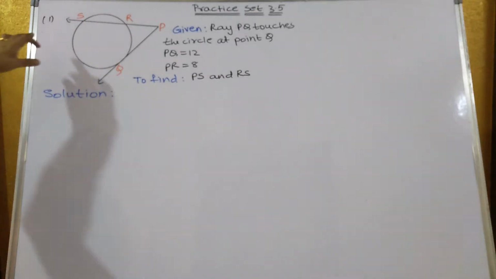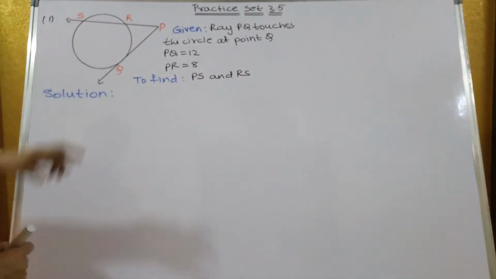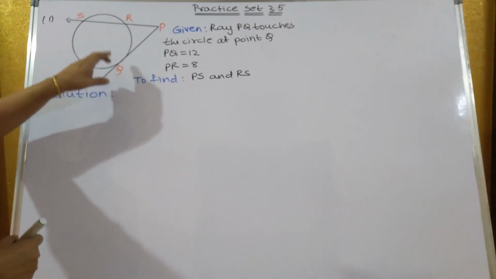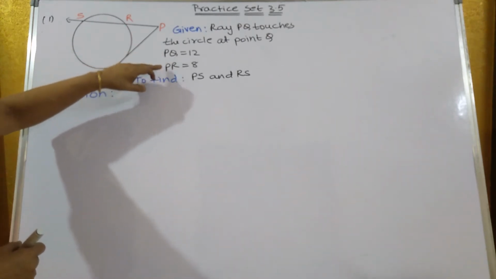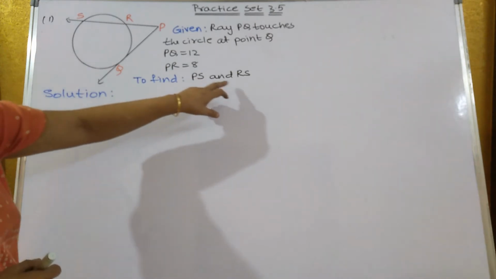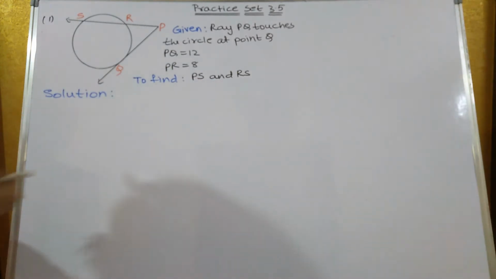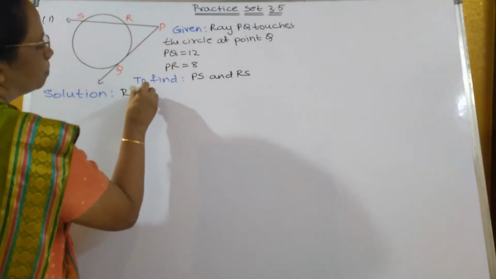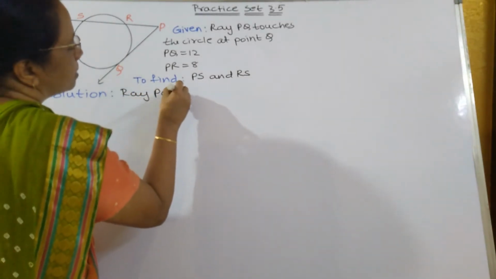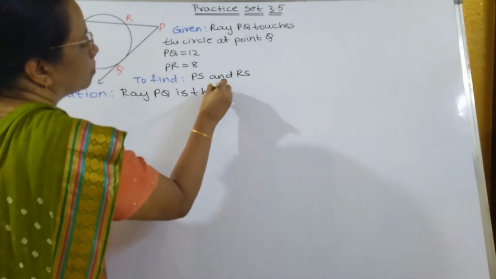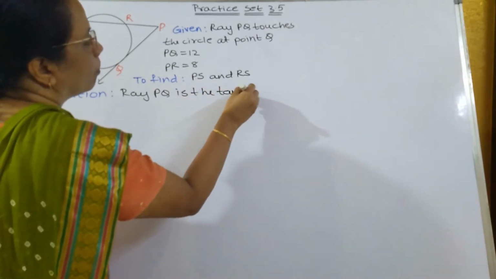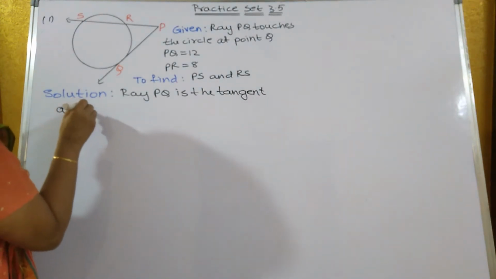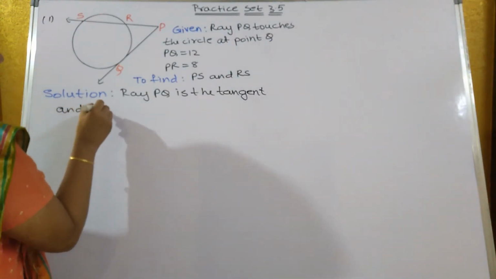Now sum number 1, practice set 3.5. They have given that ray PQ touches a circle at point Q and PQ is equal to 12 and PR is equal to 8. We have to find out PS and RS. So here what is PQ? Ray PQ is the tangent and ray PS is a secant.